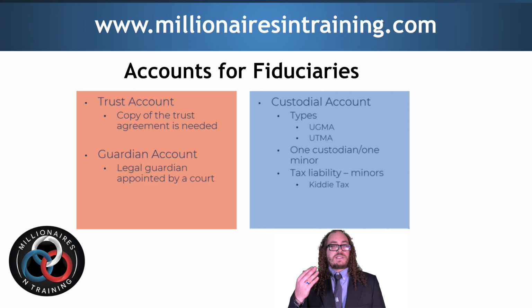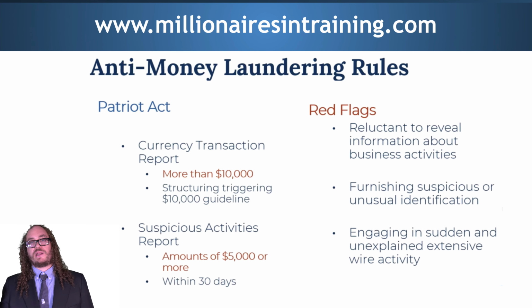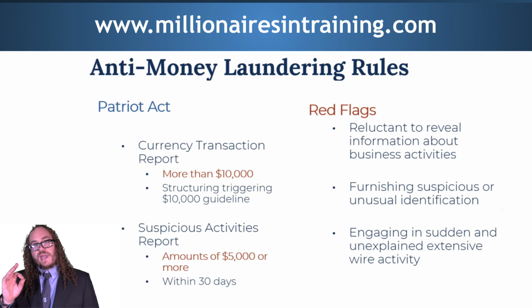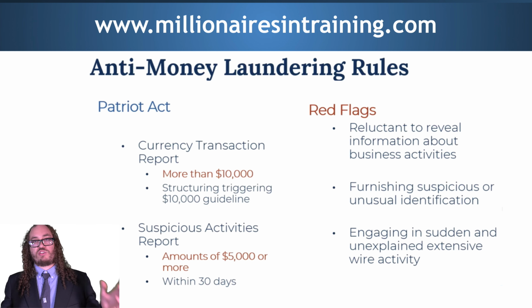So let's take a look at our anti-money laundering rules. In 2001, the Patriot Act was passed. One of the reasons it was designed was to prevent the funding of terrorist activities through U.S. broker-dealers. Part of the Patriot Act leans into the Bank Secrecy Act that banks have used for years regarding how we report large cash transactions.